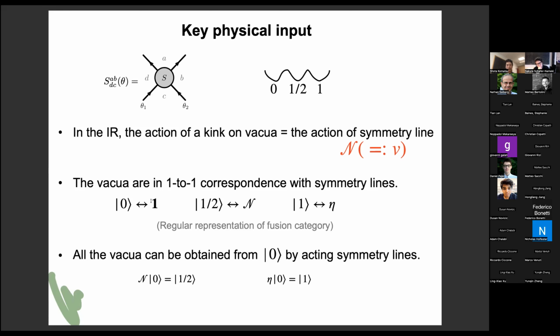As a trivial consequence of this, all the vacua, 0, 1/2, and 1, you can obtain from 0, the left vacuum, by acting with symmetry lines. For example, if you act n on 0, then you get 1/2. And if you act eta on 0, then you get 1. So in this sense, there is a close relationship between the vacua and the symmetry lines here. Those are the two important physical inputs that I'm going to use in the following slides.